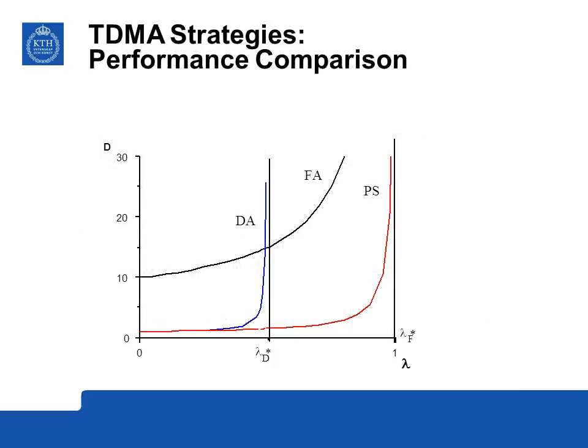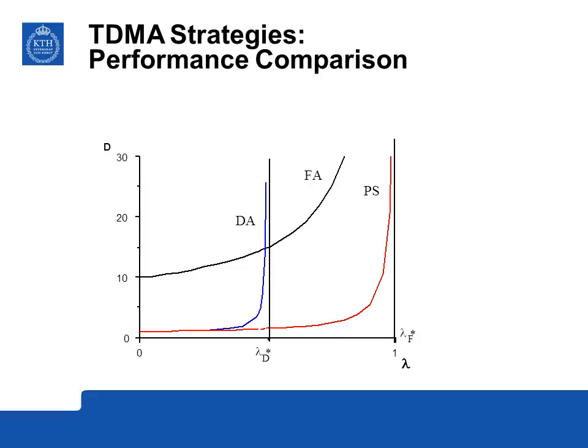So what will be the performance of these various allocation strategies? The graph here is a typical illustration of how we will evaluate the performance in this course. On the horizontal axis we have the traffic load. Here it's normalized to the capacity of the channel. 1 means that there will be exactly as many packets arriving totally to the system as the channel maximally can transfer to the receiver.